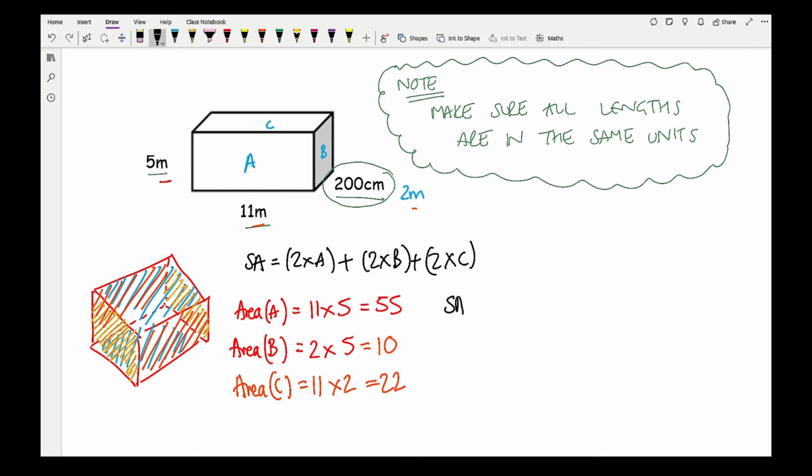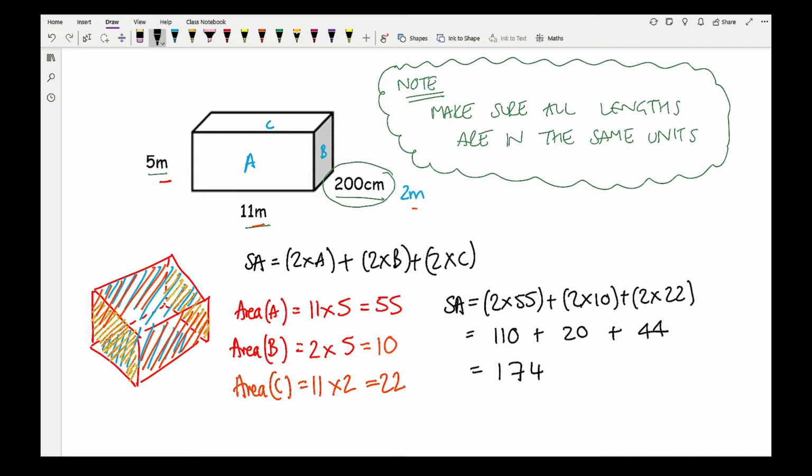So the total surface area, which I'm just going to abbreviate as SA, is going to be 2 times 55 plus 2 lots of 10 plus 2 lots of 22. And again, if I work that out, I get 110 plus 20 plus 44, which gives me 174, and then the units are going to be in meters squared, and there is my final answer.